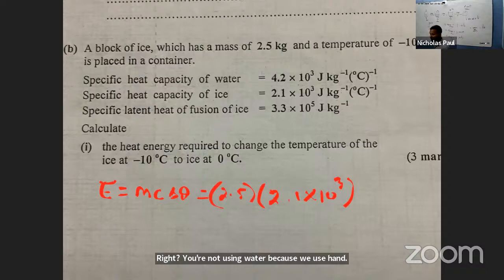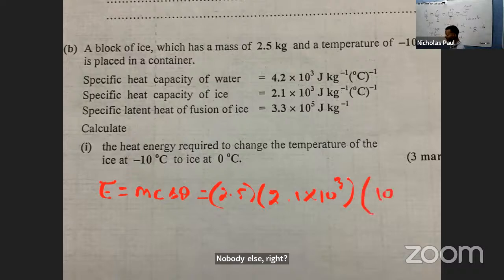Anybody else think of the example they have? Yes. Nobody else? And the temperature change is 10 degrees. Don't write minus, 10 degrees. Okay? And how much is that? Next part, temperature change is 10.